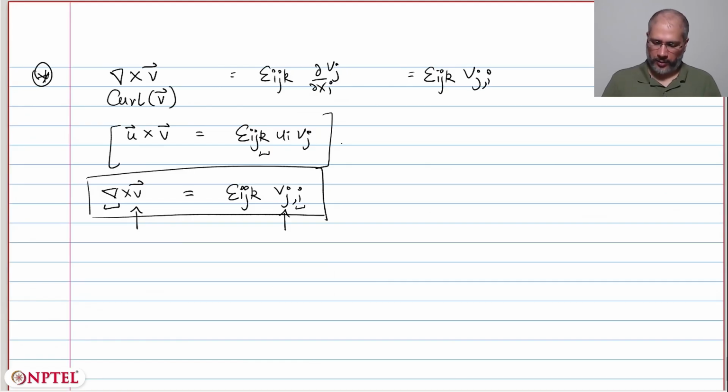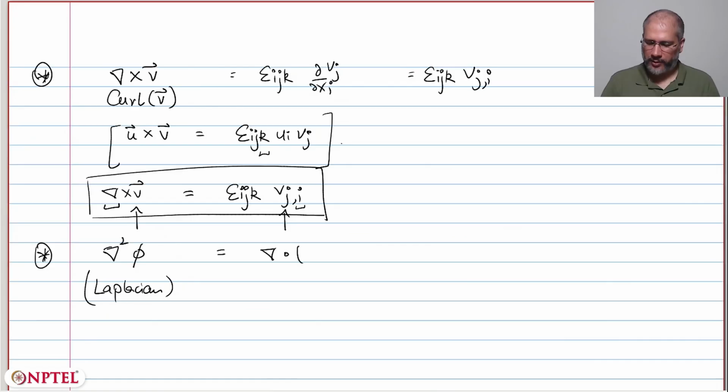Now the fourth operator we'll talk about is called the Laplacian, which is del square of some scalar phi. Let's write this as the Laplacian operator. And Laplacian actually is defined as the divergence of the grad of phi. With this definition, grad of phi basically results in a vector. So this is like a divergence of a vector. And you know, divergence of a vector was, if the vector was ui, ui comma i.